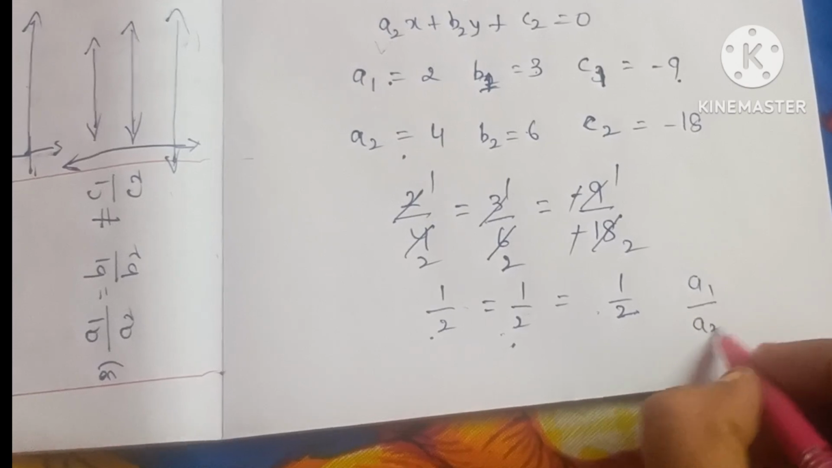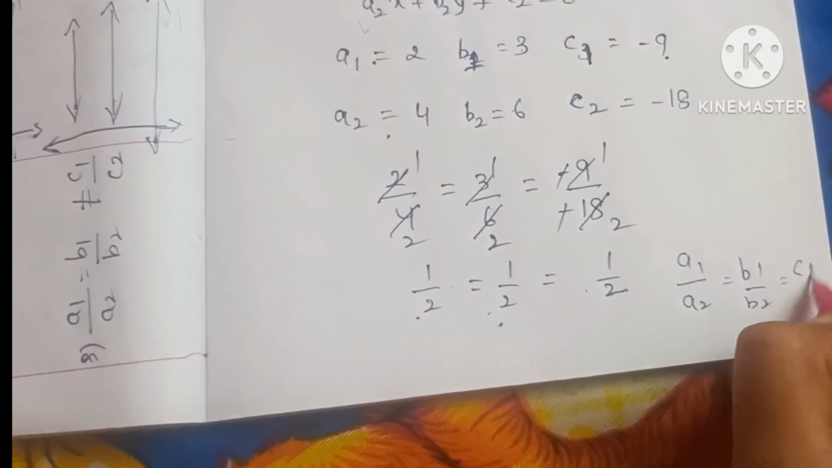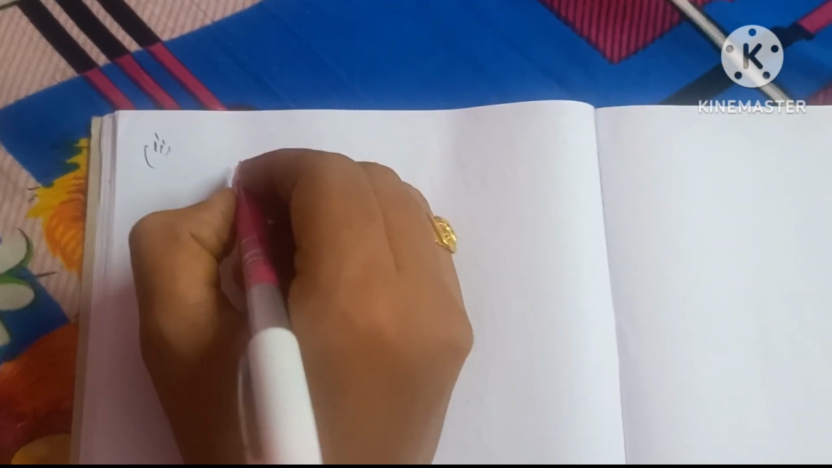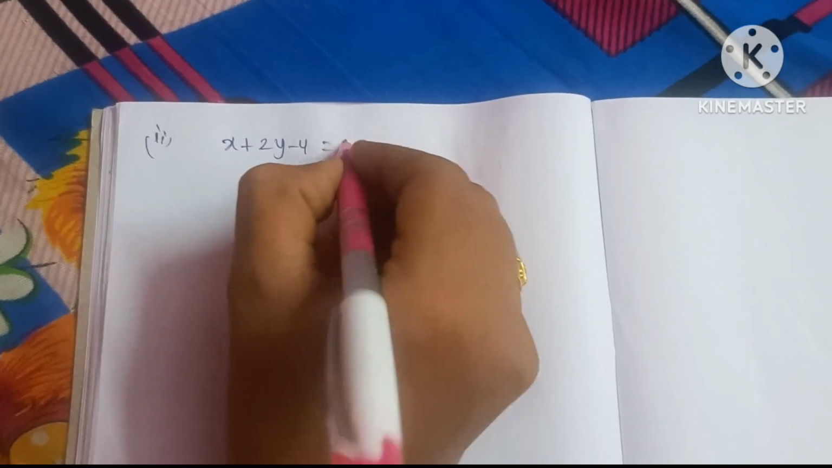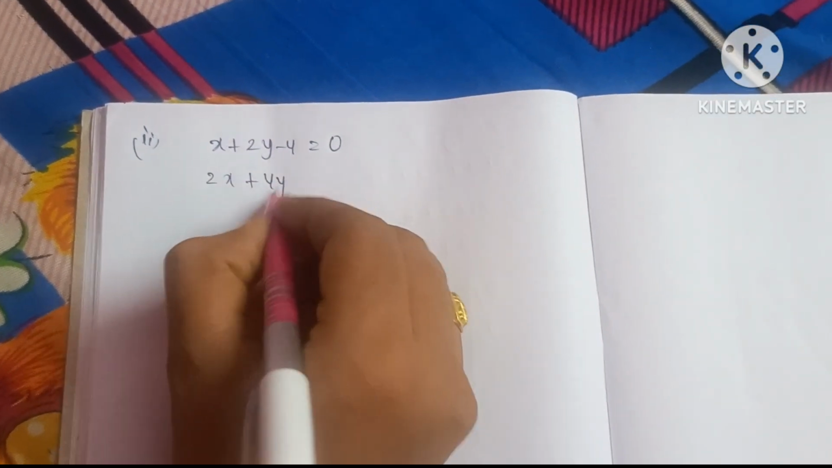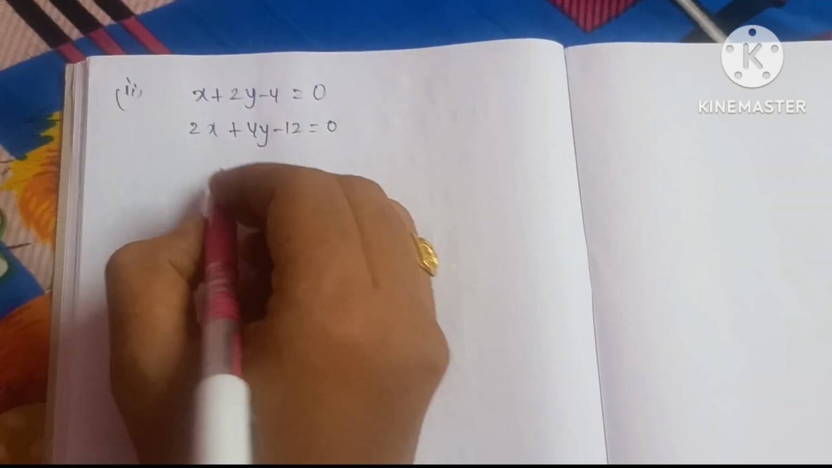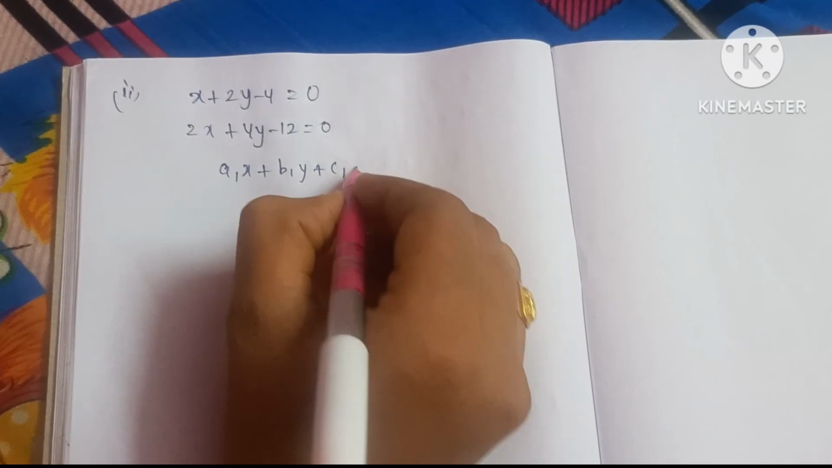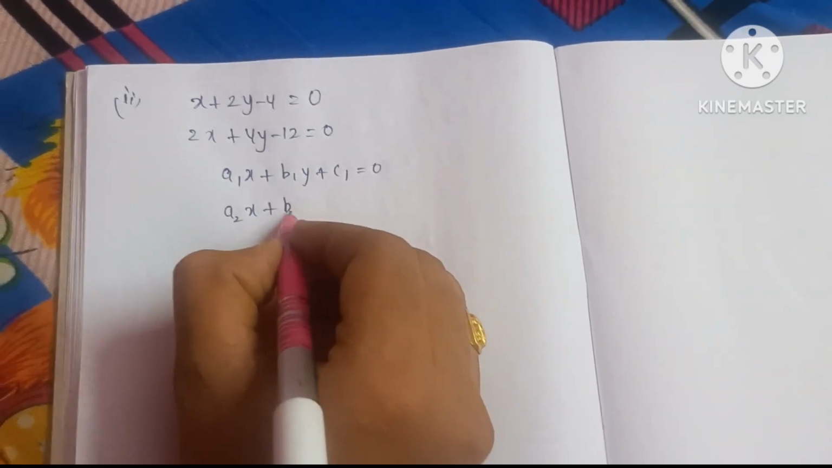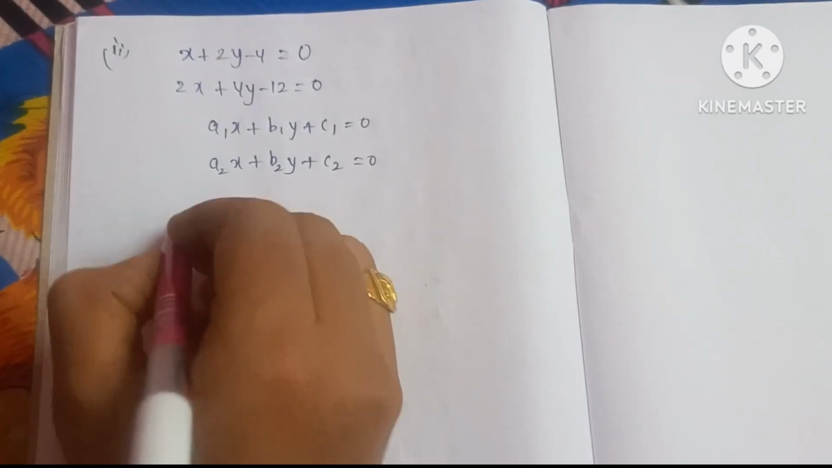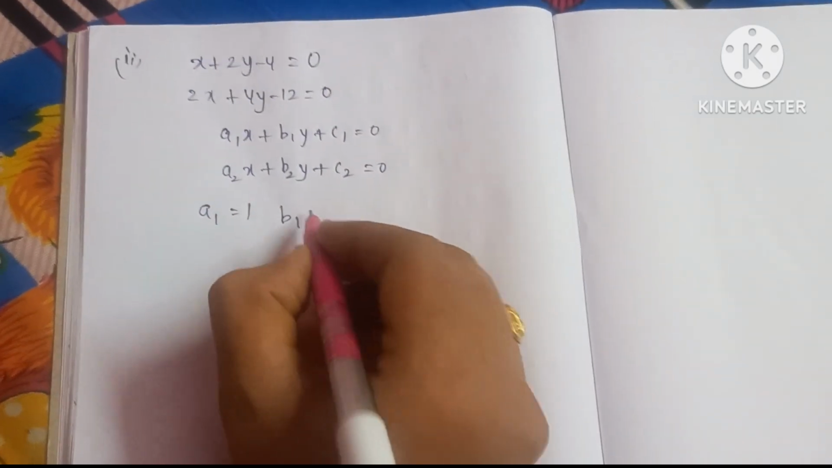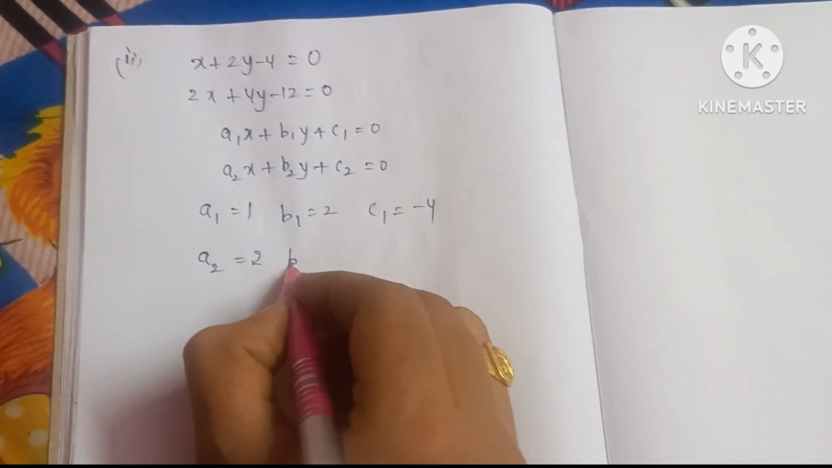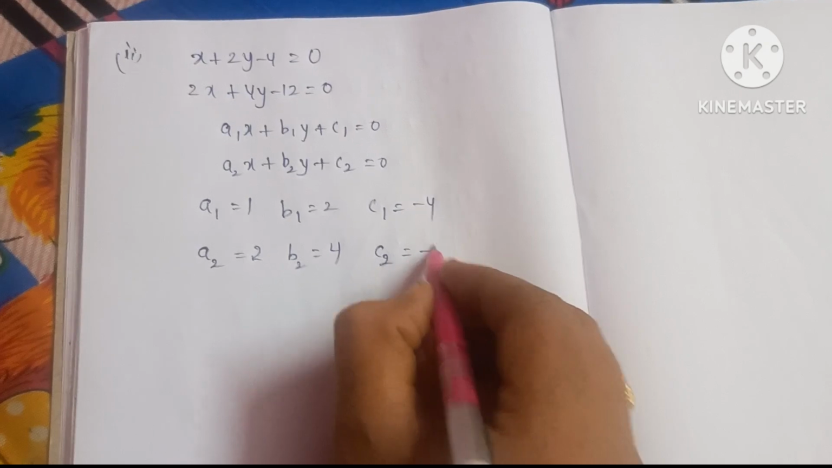a1 by a2 equals b1 by b2 equals c1 by c2. Next, third one: x plus 2y minus 4 equals 0 and 2x plus 4y minus 12 equals 0. In this one, what is the general form? a1x plus b1y plus c1 equals 0 and a2x plus b2y plus c2 equals 0. Here, what is a1? a1 equals 1 and b1 equals 2 and c1 equals minus 4. And a2 equals 2 and b2 equals 4 and c2 equals minus 12.